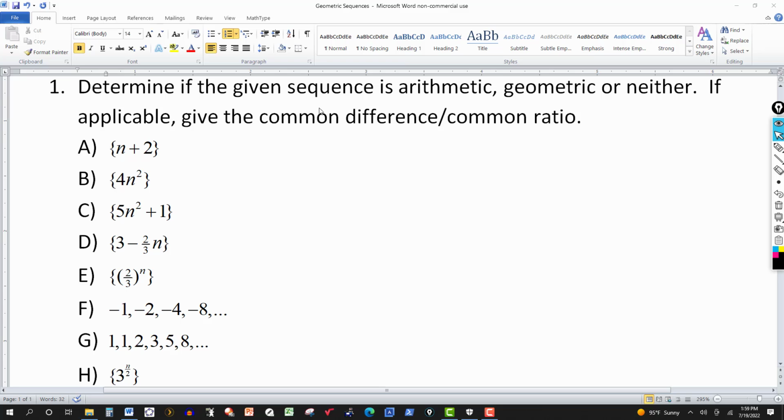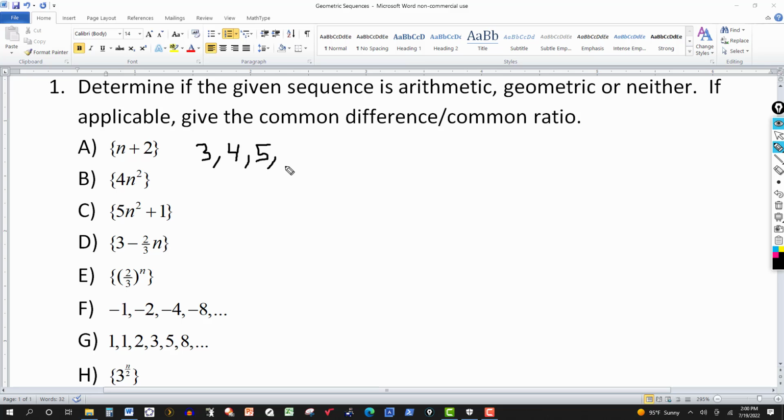So again, determine if a given sequence is arithmetic, geometric, or neither. If applicable, give the common difference or common ratio, depending on what it is. So now this one gives it to you as a formula. So you can just go ahead and say, well, let's try this. Let's find the first term. Put 1 where the n is, 1 and 2 is 3. Put a 2, we get 4. Put a 3, we get a 5.